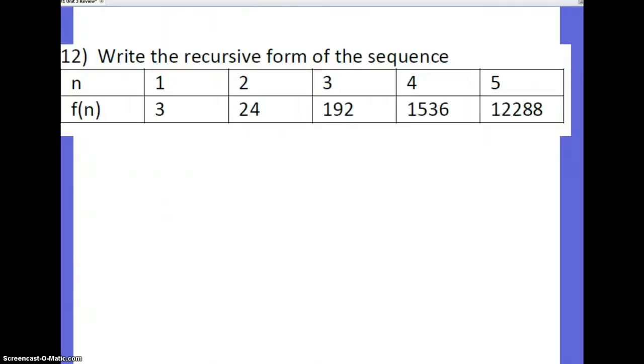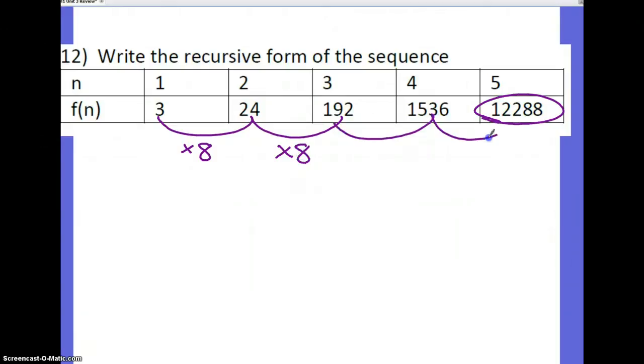Write the recursive form of the sequence. If you notice, well, in this case, 3 times what is 24? It's multiplying by 8. Oh, we should decide if it's geometric or arithmetic. If you look, the numbers are getting huge really, really fast. So I knew it had to be multiplying, even though I didn't say that beforehand. It is multiplying, and in this case, if you keep multiplying by 8, sure enough, it works every time.